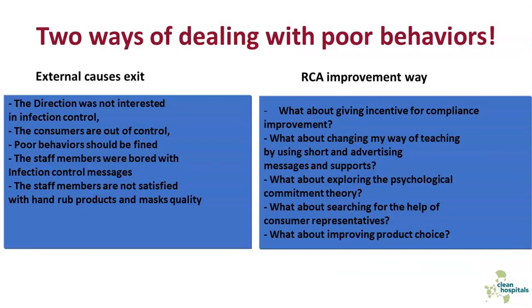Rapidly, you can have two types of behavior. All the problems are linked to the others. And if you don't do things, you should be fined. Okay, but it's not the best thing to do. The more interesting thing to do is to have a positive, fair vision for improving things, maybe giving incentives to the team if the compliance is very good or things like that.